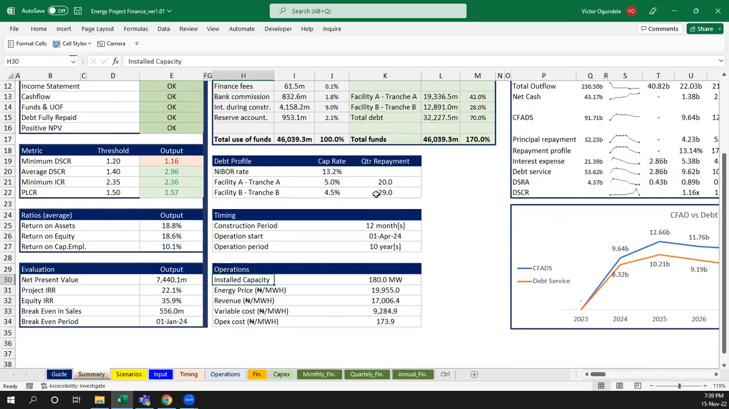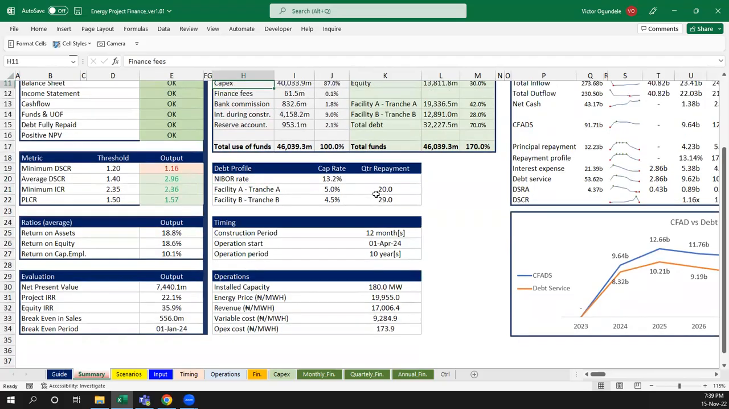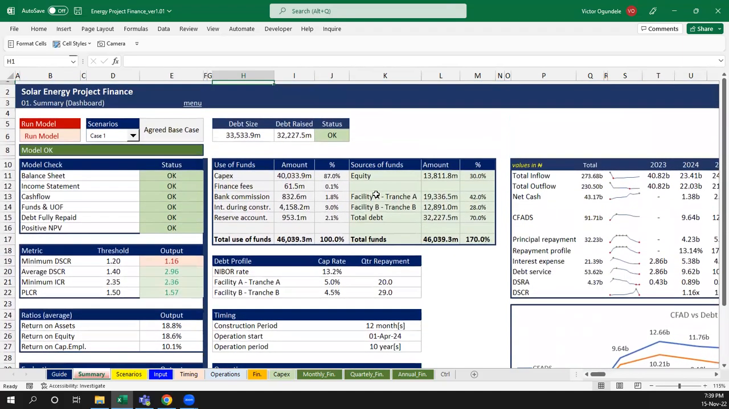Then the expected drivers of the operations: installed capacity, the price per energy, revenues, variable costs per megawatt, megawatts per hour, the same thing, OPEX. You also have your timing, so that you can see everything from the summary dashboard, and your debt profile using NIBOR rates. We built two tranches of debt financing into the model. And here you have your summarized use of funds and your total sources of funds, which we have here.